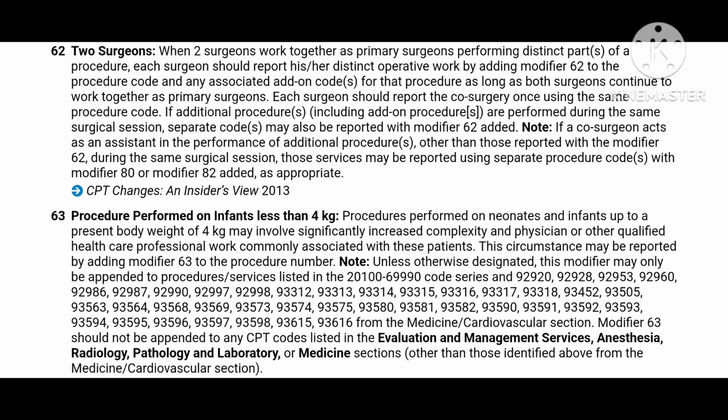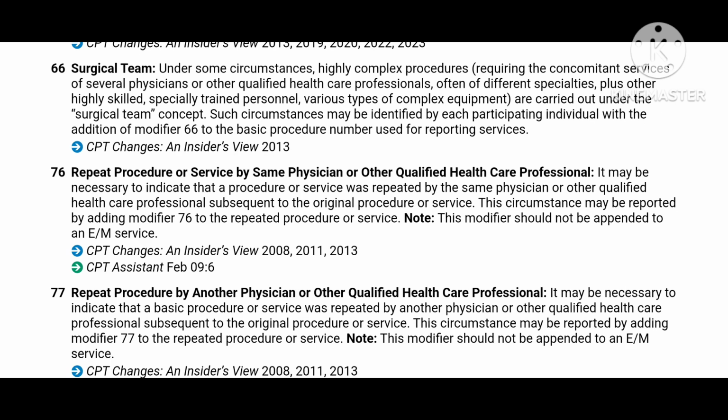Next is 66. This will be used for surgical team. This also we don't come across, but when a group of doctors, for example, just imagine that patient has met with an accident and he has got so many damages in the body. For example, brain is damaged, many bones are fractured, intestine has got damaged, heart has got some damage. Like that, there are so many things. In such a case, there will be different doctors who treat all the problems present in the theatre. So that is surgical team. A group of doctors or a team of doctors is providing surgical care. Then I will be using modifier 66 with the procedure codes.